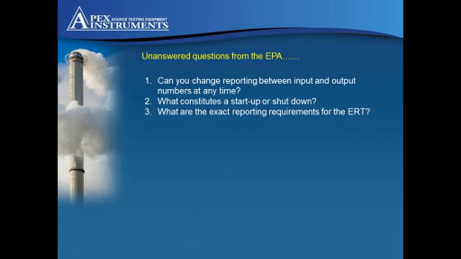There are still several unanswered questions that we need clarification from the EPA before we can put all the pieces together. Some of these are, can I change the reporting between input and output numbers at any time? This is referring back to the mercury levels as calculated against BTUs or gigawatt hours as we discussed in slide 9, which you'll be able to look back at if we share the presentation with you. What constitutes a startup or shutdown, and when do I actually have to start monitoring for mercury when this situation occurs? And what are the exact reporting requirements for the ERT? Hopefully we'll have some answers from EPA soon.